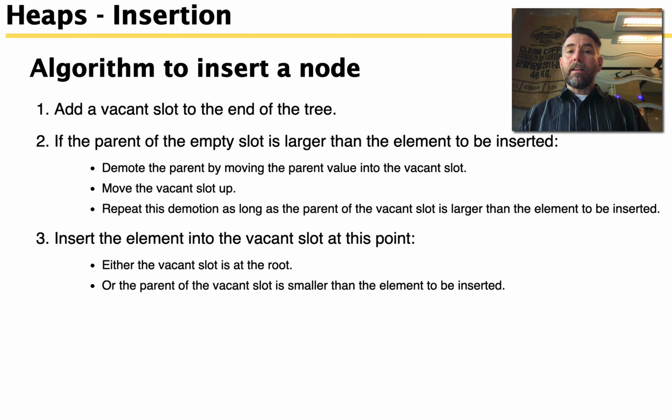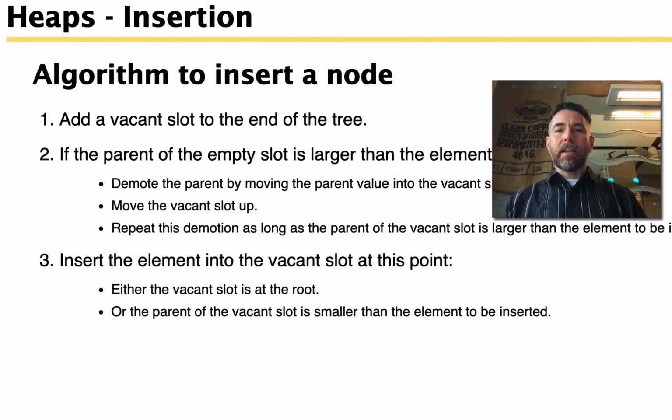If it isn't, then we need to move that parent down and move up one. So we need to start at the bottom and bubble our new element up until it gets to a point where its parent is less than its value. Finally, when we get to an empty slot recursively that contains a parent that is less than the element we're inserting, we go ahead and insert our data into that particular element.